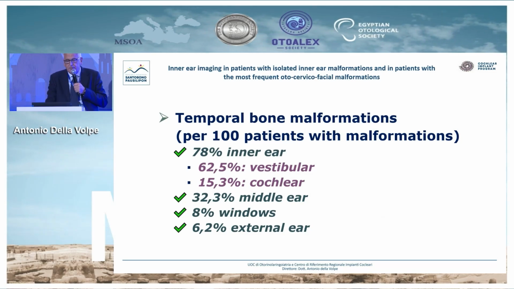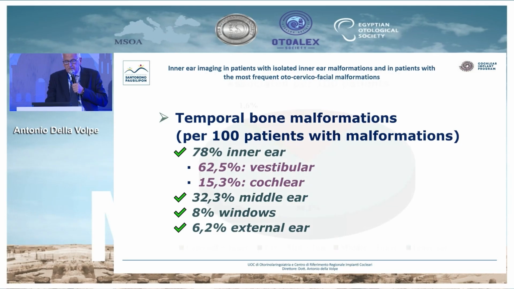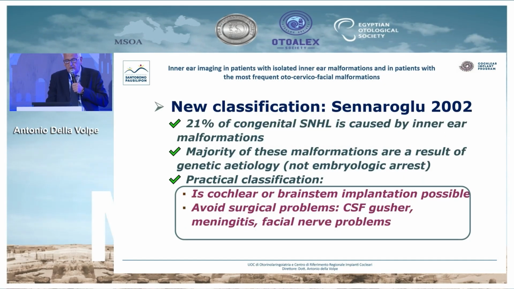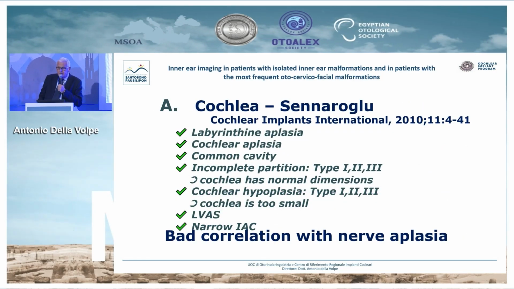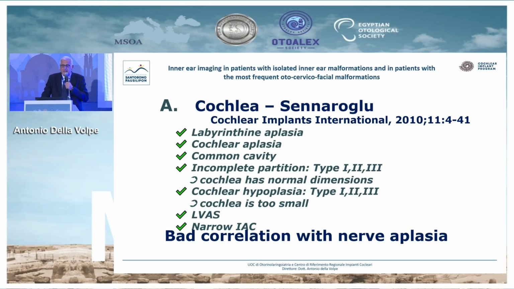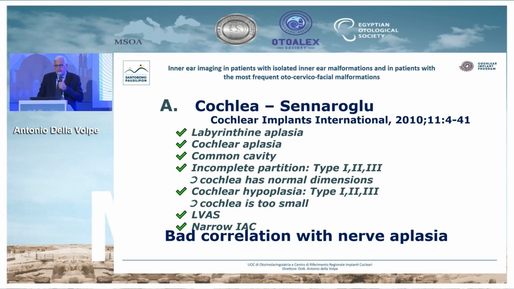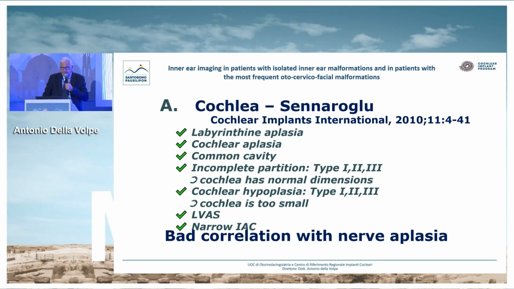There are some other malformations of the middle ear, the windows, and external ear, but the topic of our talk is about malformation of the inner ear. In the classification of Sennaroglu, all of us know that we have the very important malformations, like labyrinthine aplasia, cochlear aplasia, common cavity, incomplete partition types 1, 2, 3, in which the cochlea has a normal dimension, and cochlear hypoplasia types 1, 2, 3, and large vestibular aqueduct.